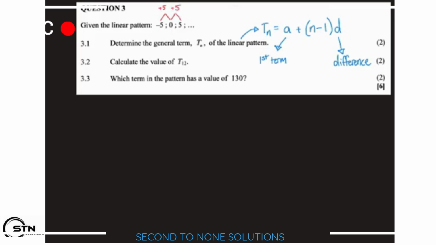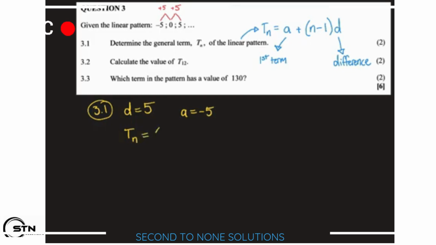I'm adding 5 again. So the difference between them, let's write 3.1, the difference between each term is 5. It's that easy. The next thing we've got to look at is A. What is the value of the first term? And if we look over there, the value of the first term is -5. So now it's just a matter of substituting it in.